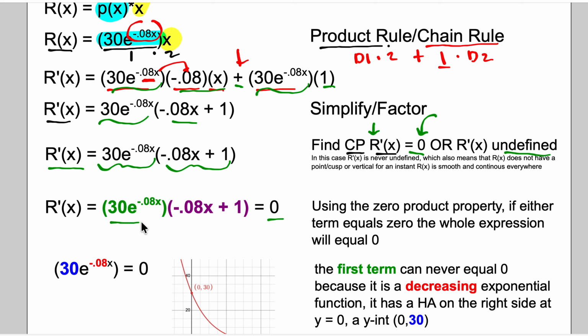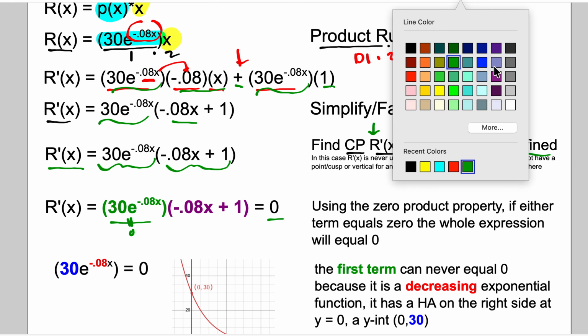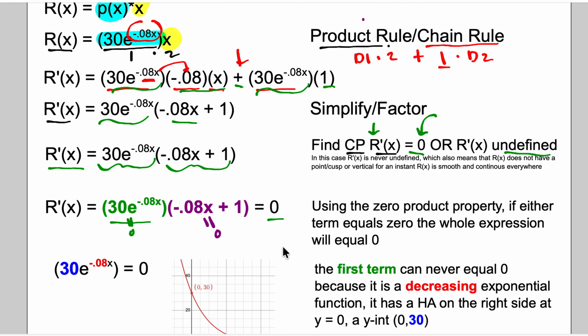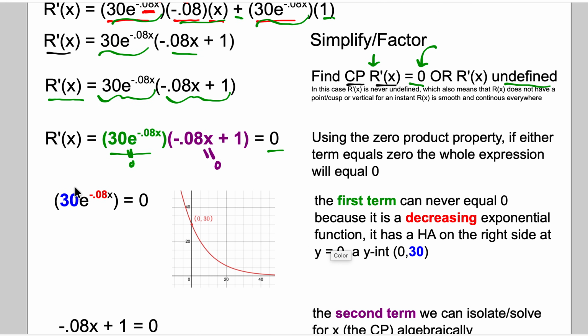And I know that using the zero product property, if this term is equal to 0, or if this term is equal to 0, it makes the whole thing 0 because 0 times anything is equal to 0. So let's take a look at the first term. Let's take a look at this first term here.